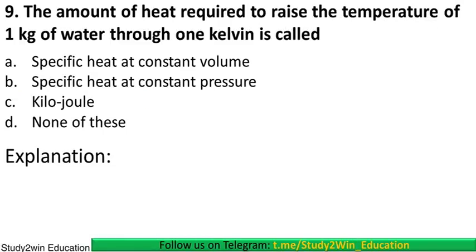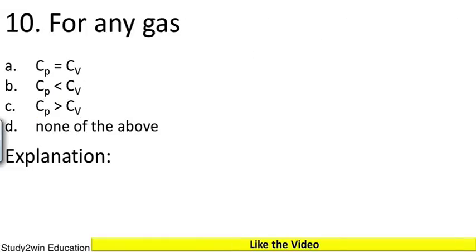Question number 9. The amount of heat required to raise the temperature of 1 kg of water through 1 Kelvin or 1 degree is called a kilojoule. So the definition of kilojoule is nothing but the heat required to raise the temperature of 1 kg of water through 1 degree Celsius or 1 degree Kelvin. Option C is the correct answer.